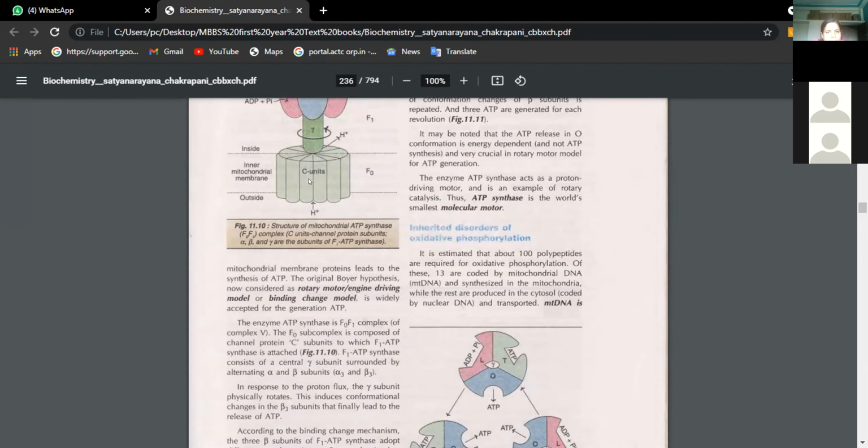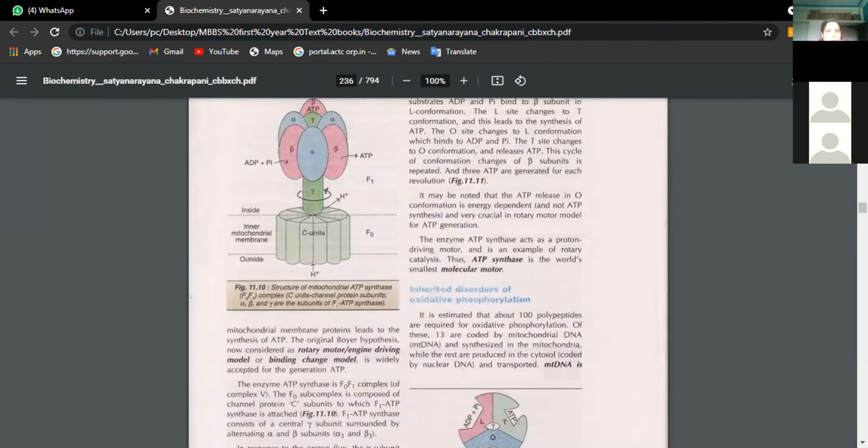This is better. F0 is made up of these C subunits, to which F1 is attached. F1 ATP synthase is attached. You just see this picture, you will easily understand. ATP synthase is coming and attaching here, F1. So F1 ATP synthase consists of these subunits.